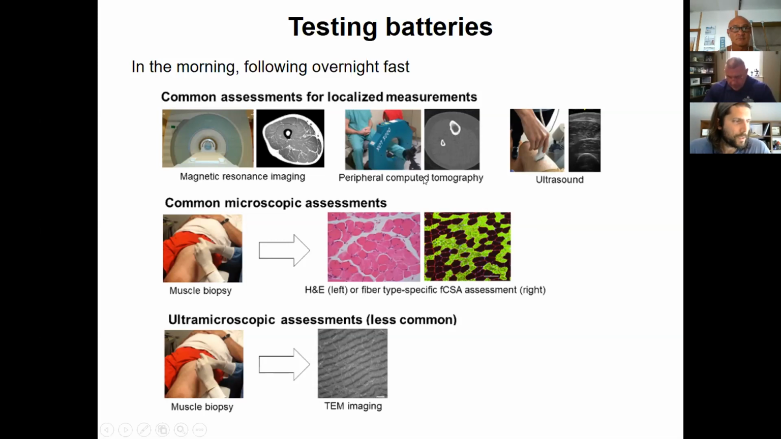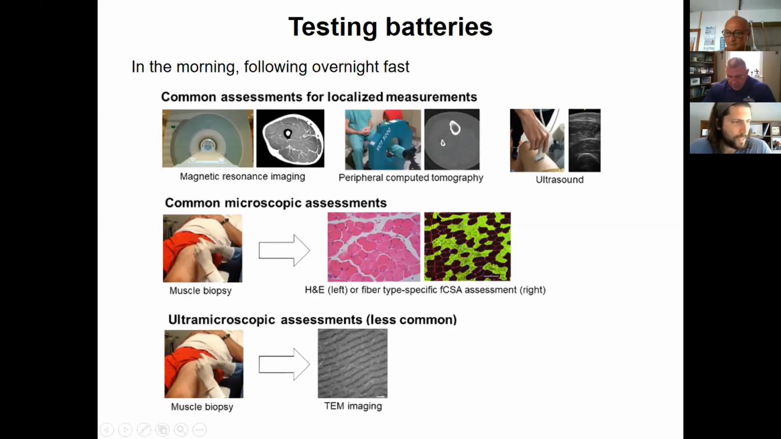Same thing with pQCT. We actually have one in our lab. Very good device, doesn't provide the resolution like an MRI, but the same idea. You can do a mid-thigh scan, get changes in muscle area. Ultrasound's a little bit different. Now you can do panoramic ultrasound to look at changes in muscle area. We just do transverse snapshots to get muscle thickness at the vastus lateralis.